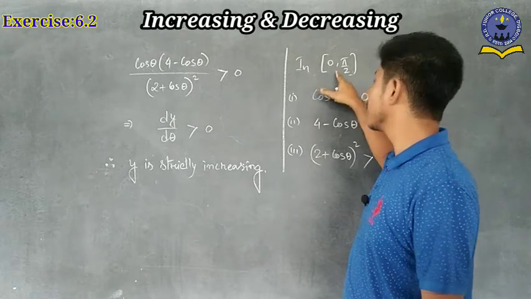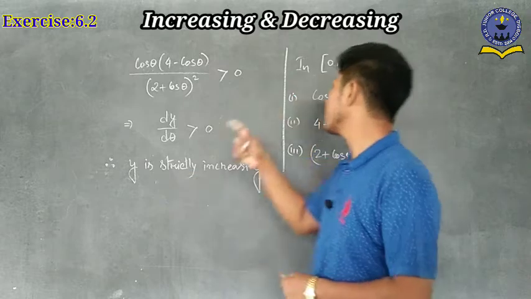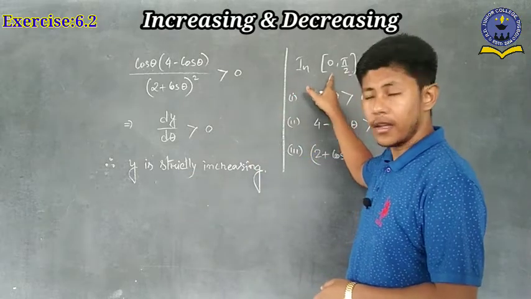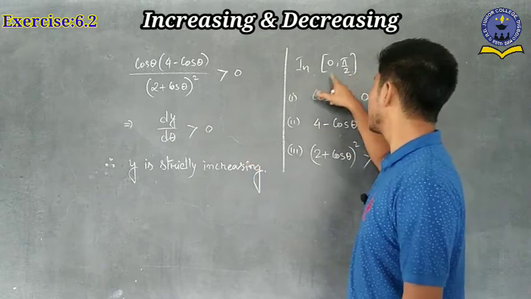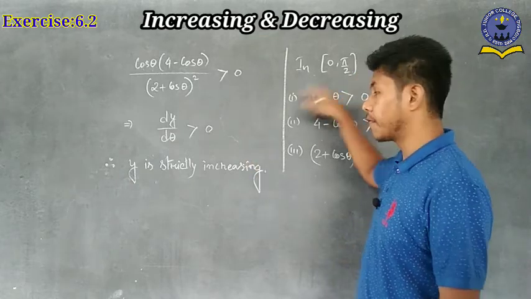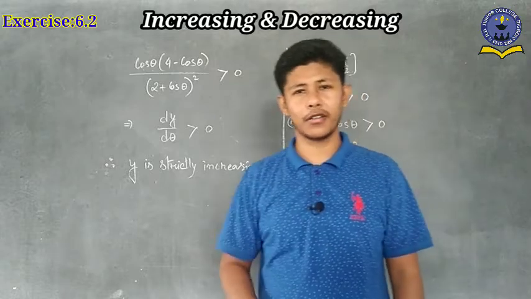Which interval? 0 to pi by 2. Both 0 and pi by 2 are included, so that means it is a closed interval. Is it clear? If we write an open interval, then it is strictly increasing. Otherwise, if we write the closed interval 0 to pi by 2, then we have to write increasing. Is it clear? I think all of you understood this one.